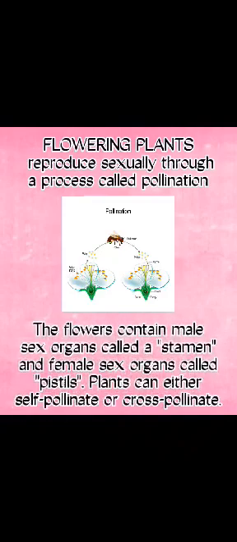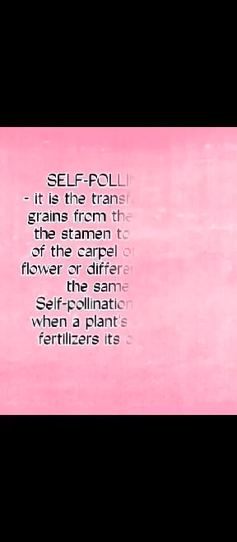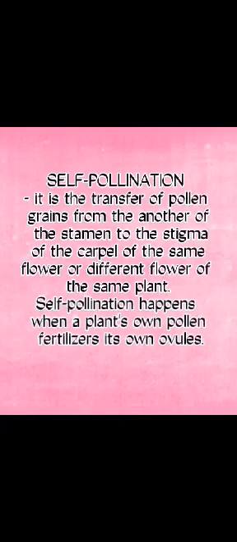Yes, you're right. Flowering plants reproduce usually through a process called pollination. Flowers contain male sex organs called stamens and female sex organs called pistils. Plants can either self-pollinate or cross-pollinate. Self-pollination is the transfer of pollen grains from the anther of the stamen to the stigma of the carpel of the same flower or a different flower of the same plant.